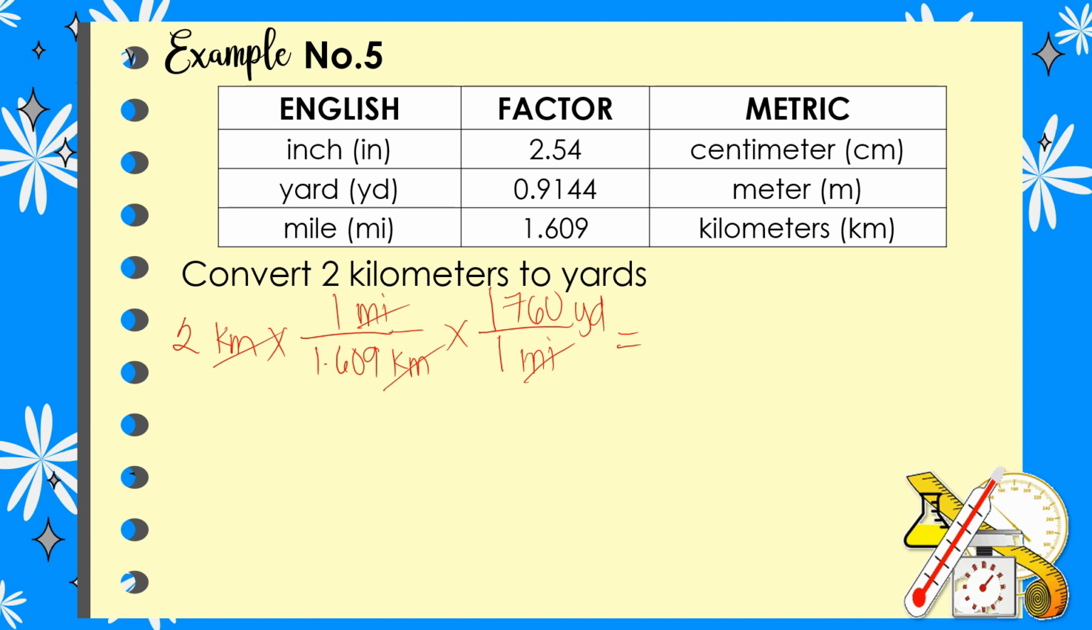Para makuha natin yung sagot, we are going to multiply 2 times 1 divided by 1.609 and then yung sagot doon, ita-times natin sa 1,760. And ang makukuha nating result ay 2,187.69 yards. Parehas lang din yung makukuha yung sagot kapag yung 2 iti-times natin sa 1,760 tsaka natin i-divide sa 1.609.